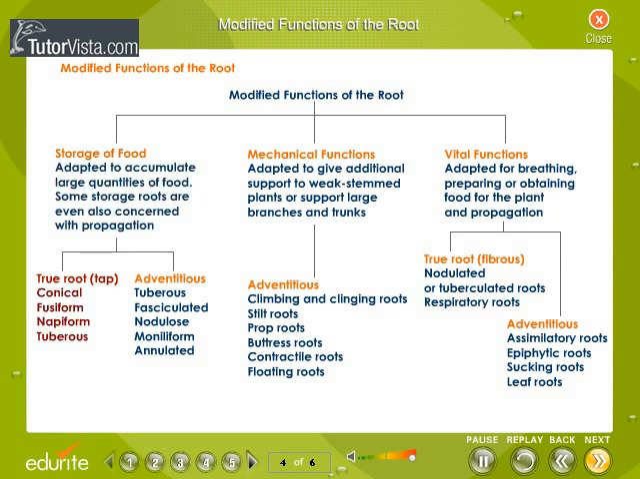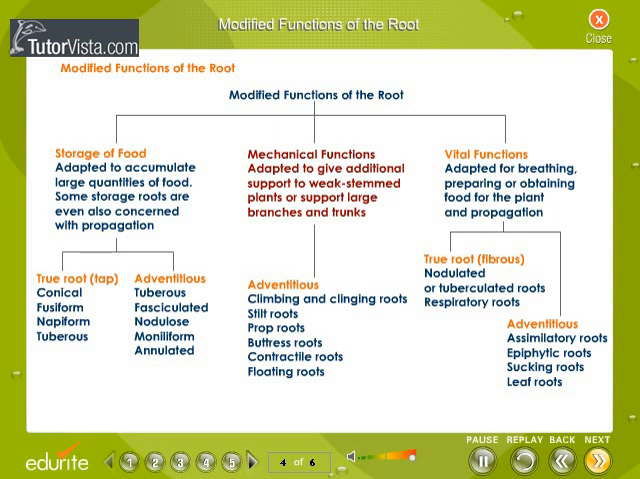True or taproot are conical roots, fusiform roots, napiform roots, and tuberous roots. Adventitious roots attain shapes like tuberous, fasciculated, nodulose, moniliform, and annulated shapes.